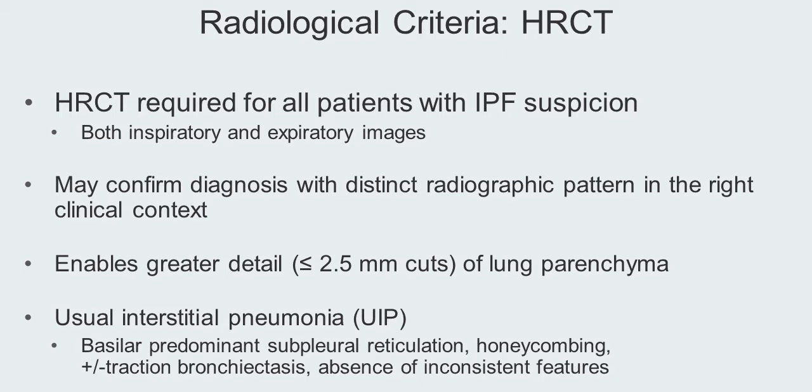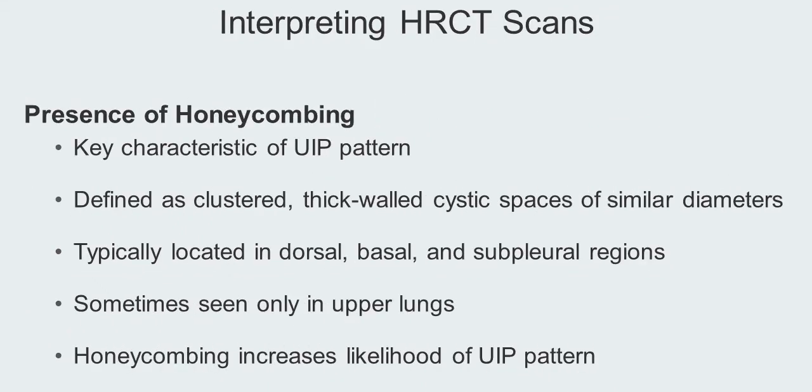If you lack honeycombing, but you just have subpleural reticulation, that would be regarded as a possible UIP pattern, or more recently, a probable UIP pattern. Honeycombing is a key characteristic of the UIP pattern.